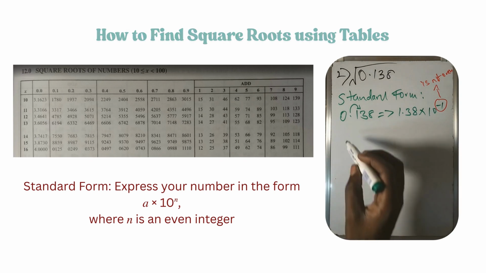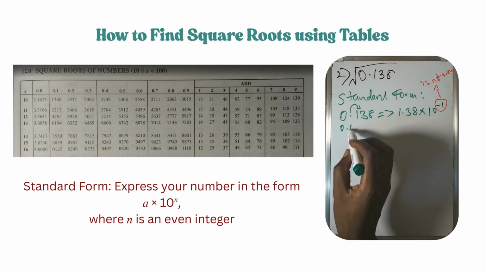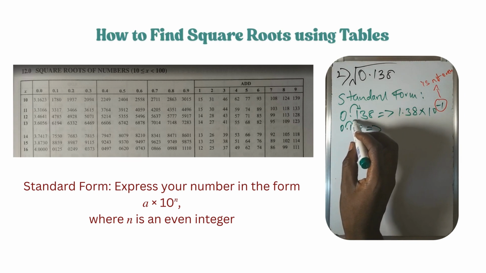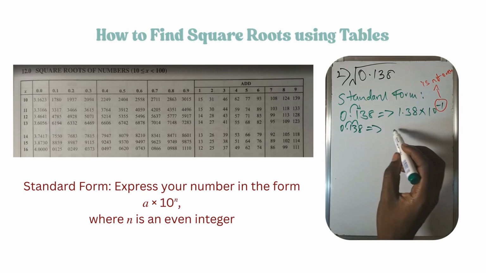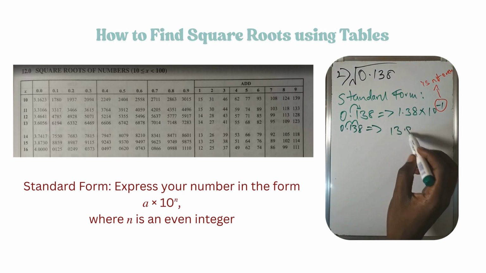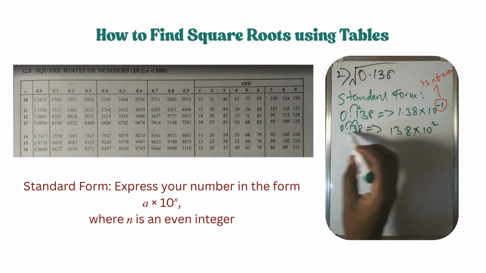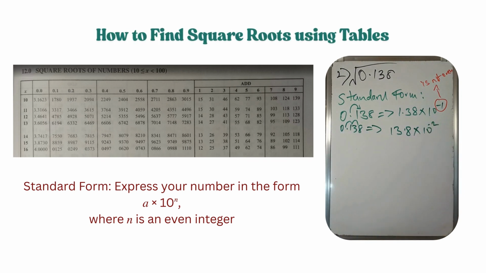So our standard form will be: 0.138, this is 1, this is 2. So we'll have 13.8 times 10 squared, because it's less than 1, it will be a negative exponent. So we'll have 13.8 times 10 raised to negative 2. That will be our standard form. This negative 2 here is divisible by 2. It's even.